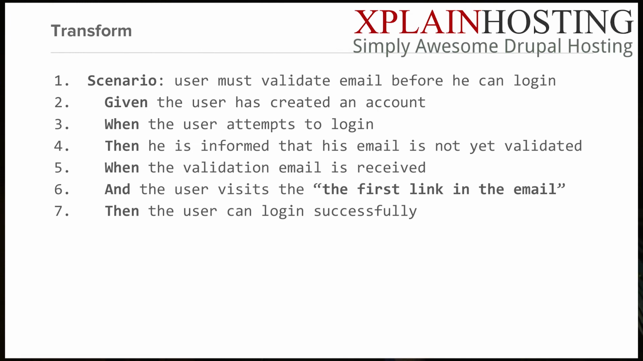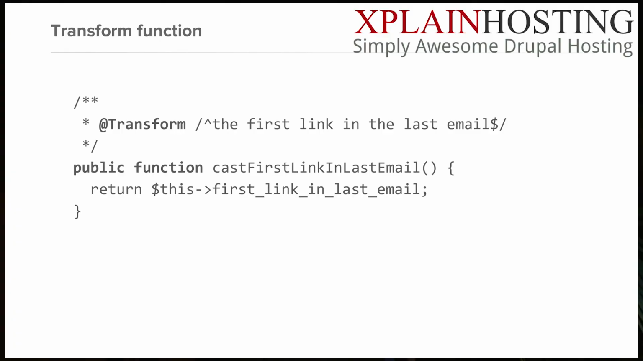We have an option to transform certain values. If you look at line 6, this is about the user needing to click a validation email. If we get that link from that email, what is that link? It can be different every time. User visits the first link in the email. That can be transformed, so we just write that in as our test. But you as a programmer write your logic. You could have a transform test there, so the first link in the last email gets matched, and then you return something which you captured earlier.